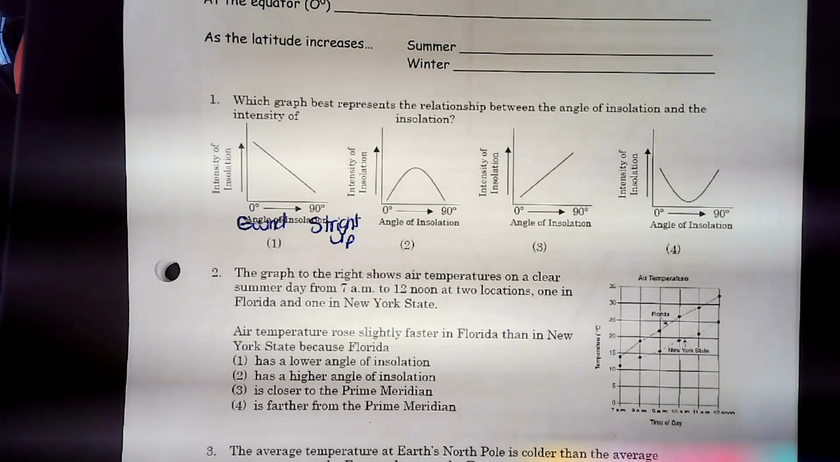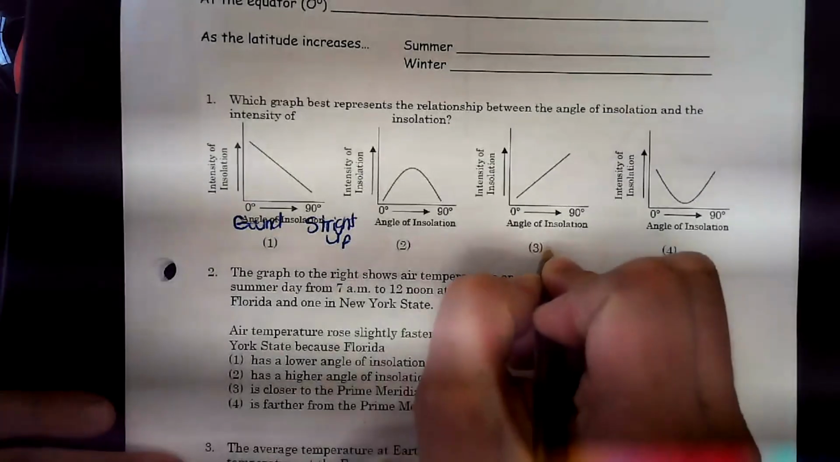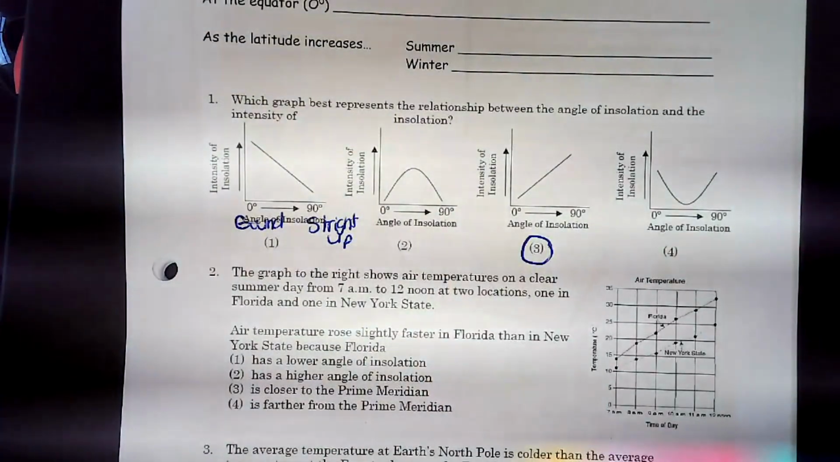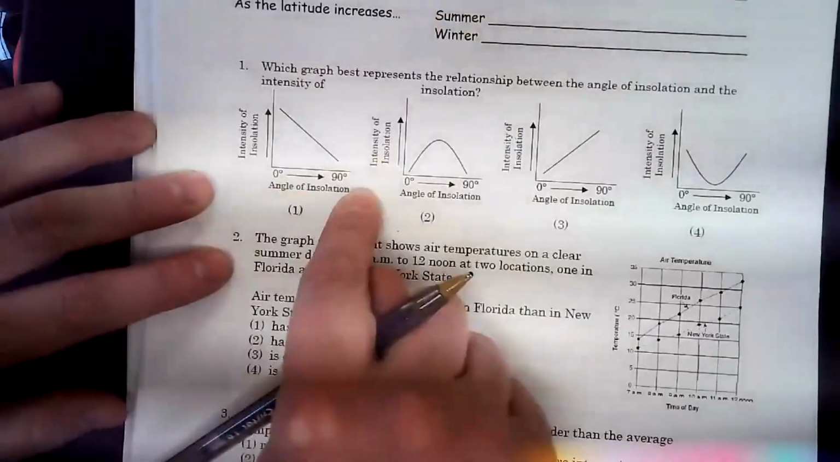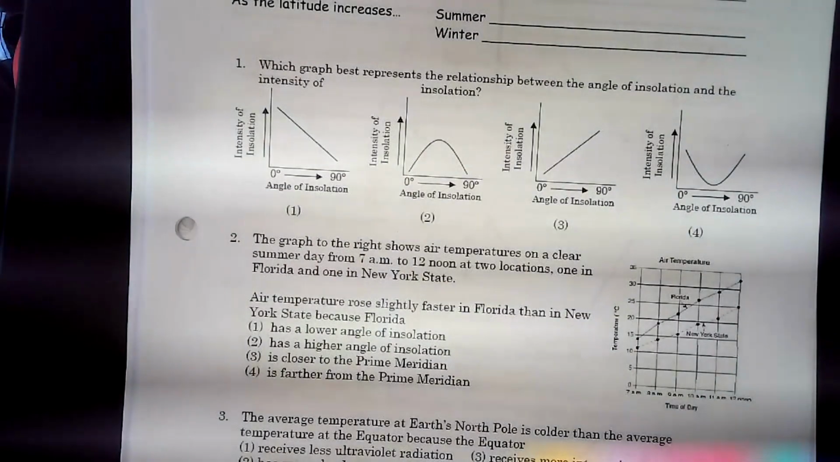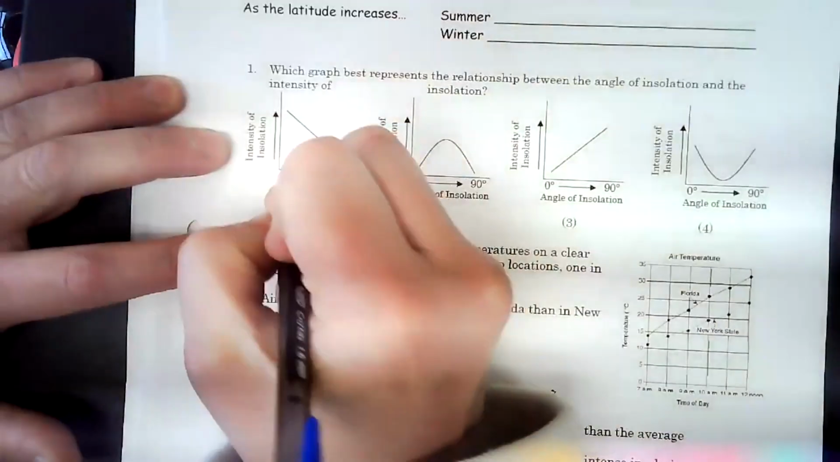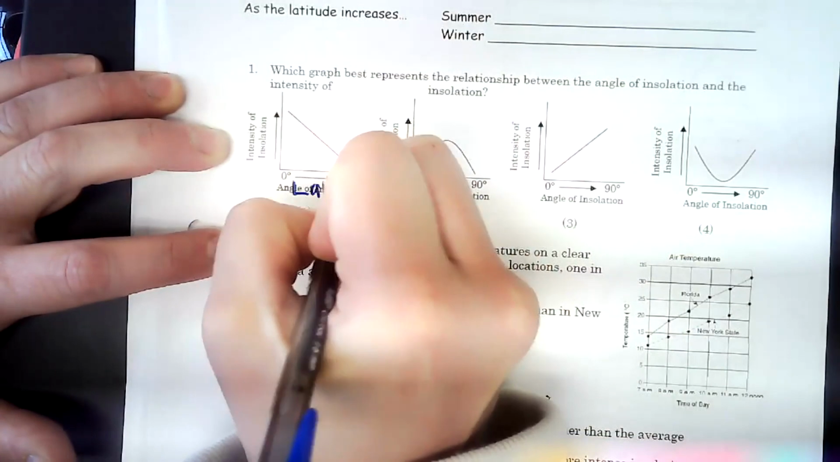Which one of these says when it's on the ground, low intensity? When it's straight up in the air, high intensity. Those of you participating got it right. That's answer 3. But I'm going to change this up a little bit. Imagine, I'm going to switch. Imagine if instead of saying angle of insolation on the bottom, it said latitude.